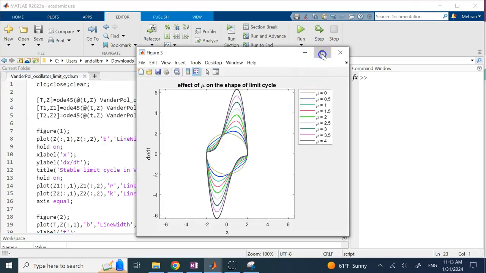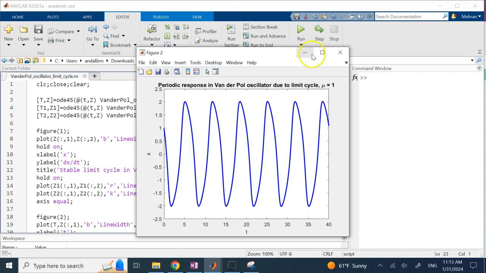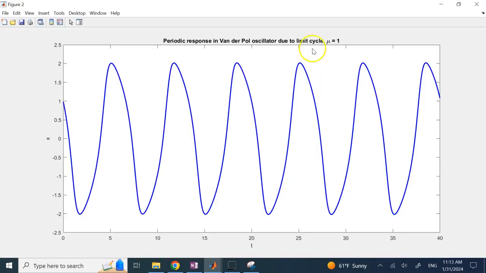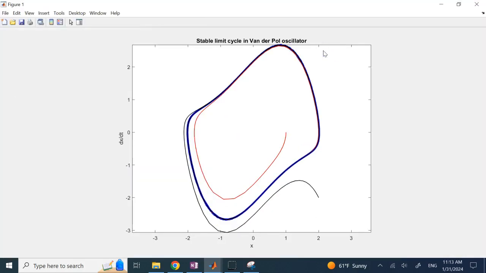There we go. So this is that shape regenerated for you. The effect of mu on the shape of the limit cycle, as you can see here, this is with mu of 0. And as you go to mu of 4, which is all the way here, the distortion gets bigger and bigger. So I regenerated that picture. This is that periodic response for mu of 1. As you can see, the system x versus t absolutely behaves harmonic and predictable. And this is the other plot, as I said.